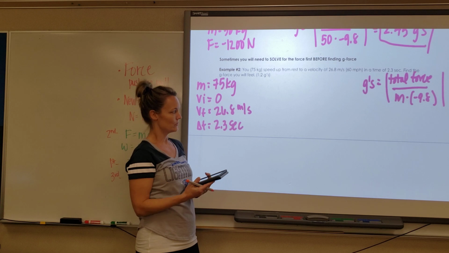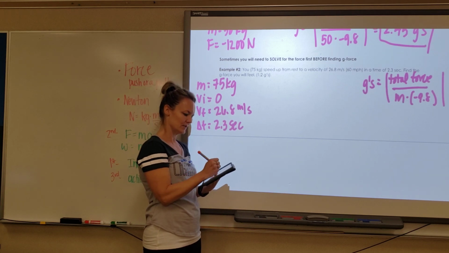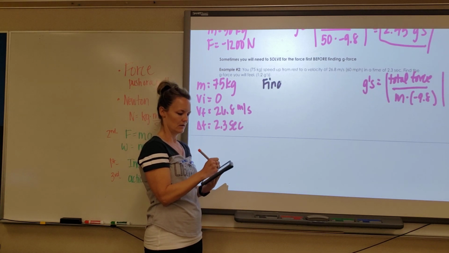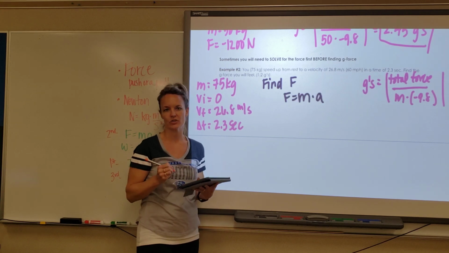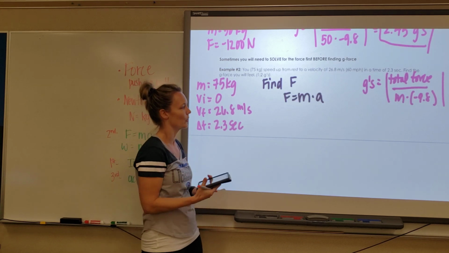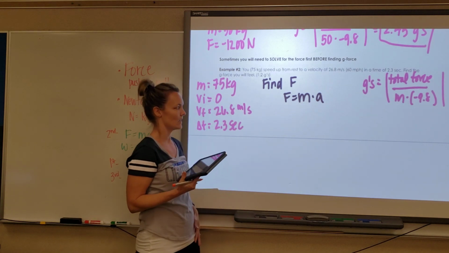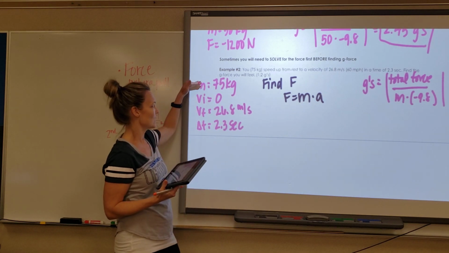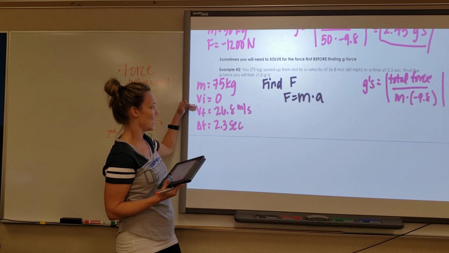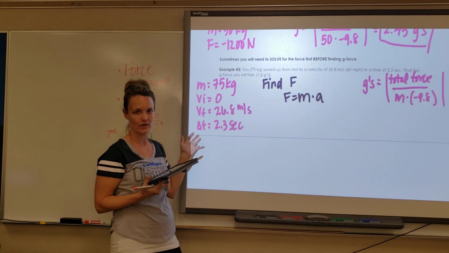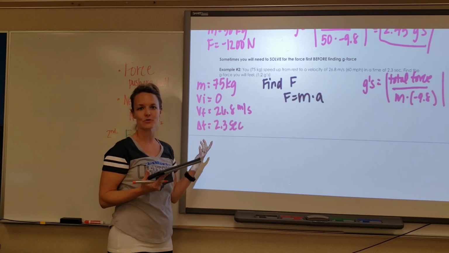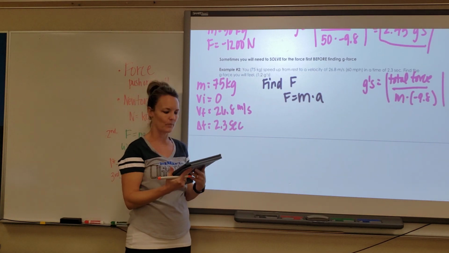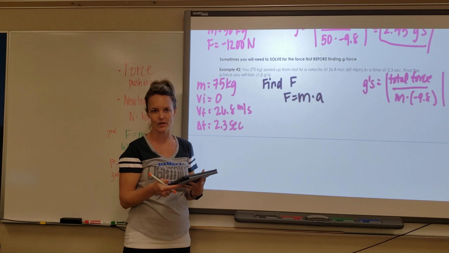In order to do that, I need to use F equals mass times acceleration. That's the only equation we have for force. We have to take mass times acceleration. Okay, but notice I've got my mass. I do not have my acceleration. But I do have other variables that I can narrow down other equations to help me find the acceleration.